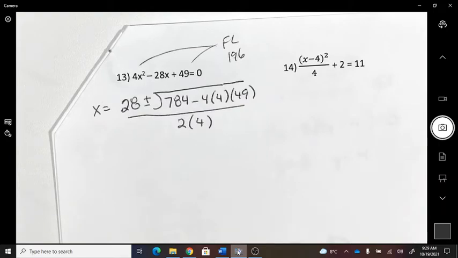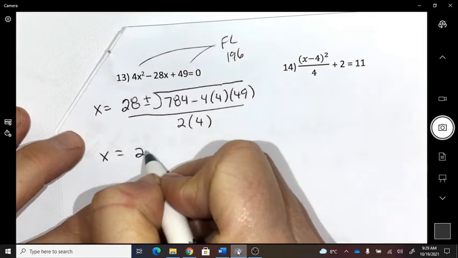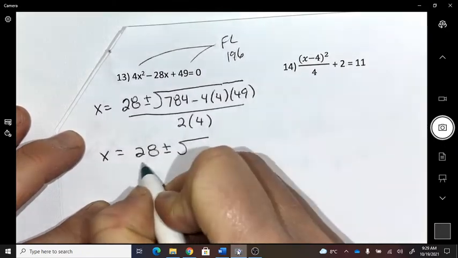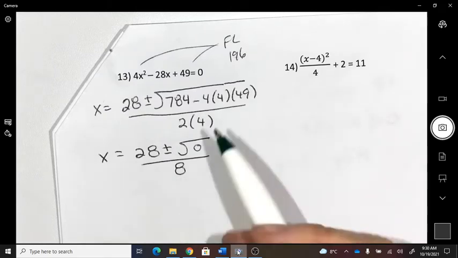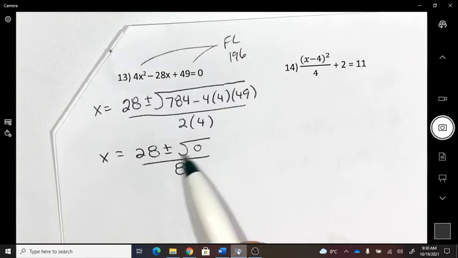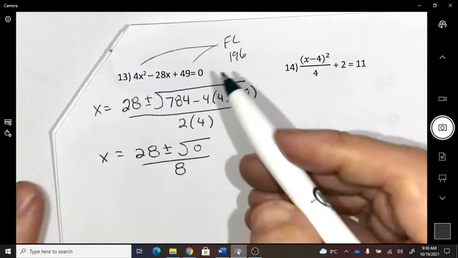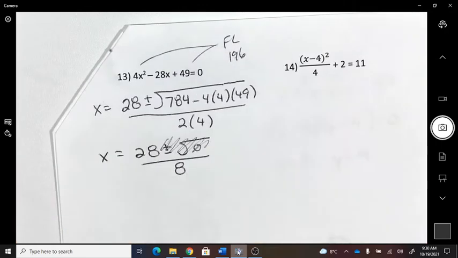Okay, now x equals 28 plus or minus the square root of something over 8. So now I'm going to be doing that in my calculator, seeing what kind of value this is. Did you get a 0? Okay, what do you think? 28 plus 0, 28 minus 0. Would we just be okay if I said that's all irrelevant?